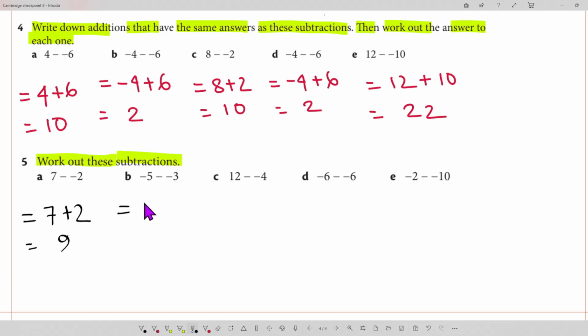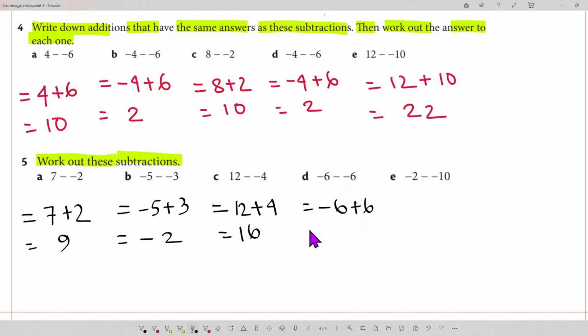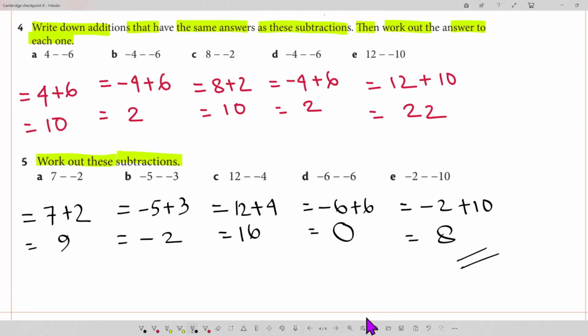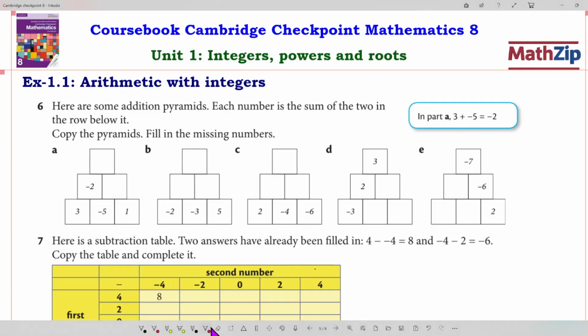Minus 5, minus and minus plus 3. Minus 5 plus 3 will be minus 2. 12 minus minus plus 4, so here is 16. Minus 6 minus and minus plus 6 will be 0. Minus 2 minus minus plus 10, so finally 8. Very simple. So 1 to 5 we already completed. Number 6 is one of the interesting and most important questions.